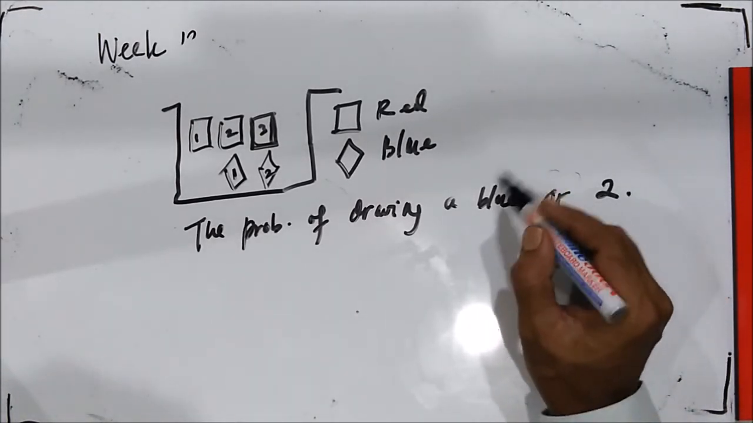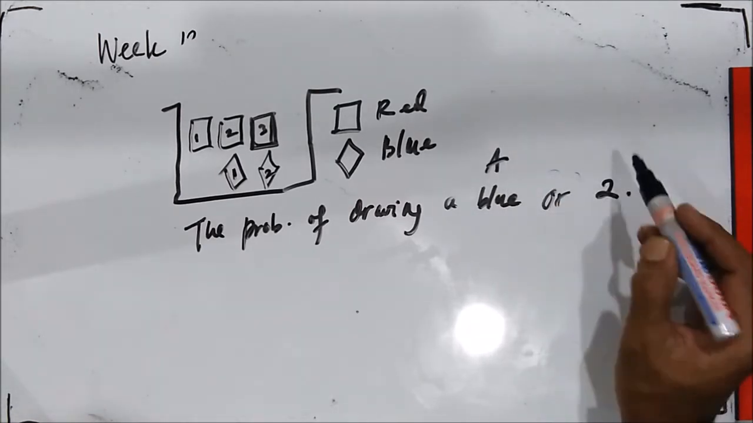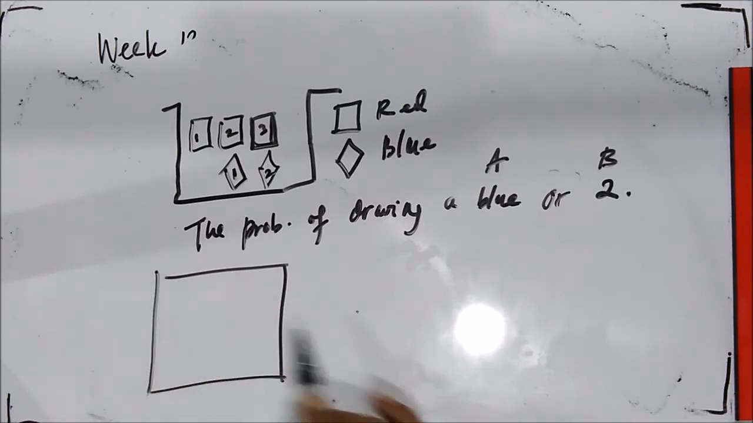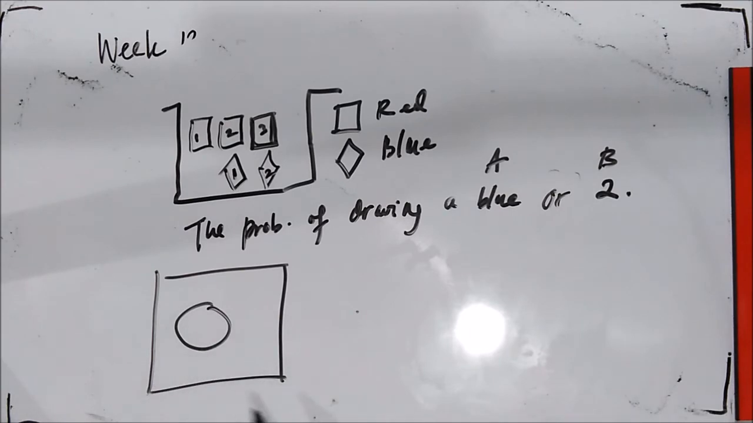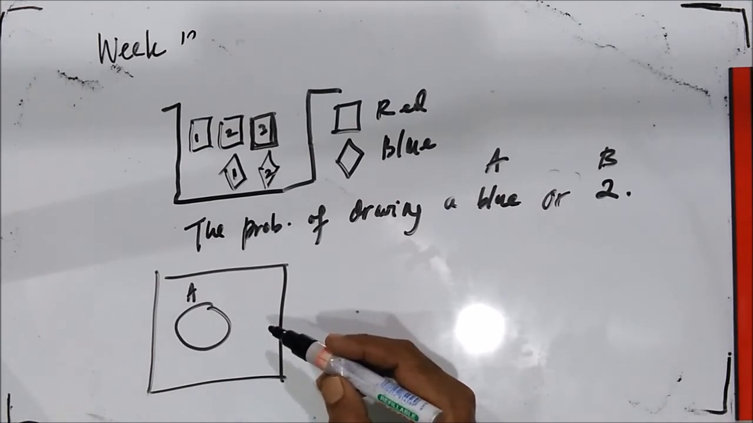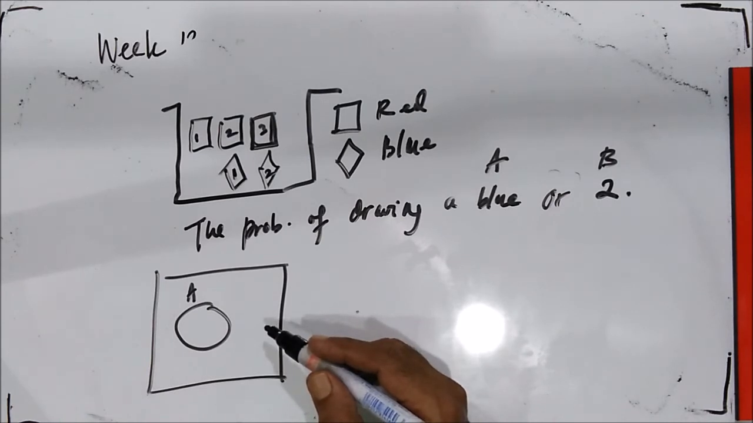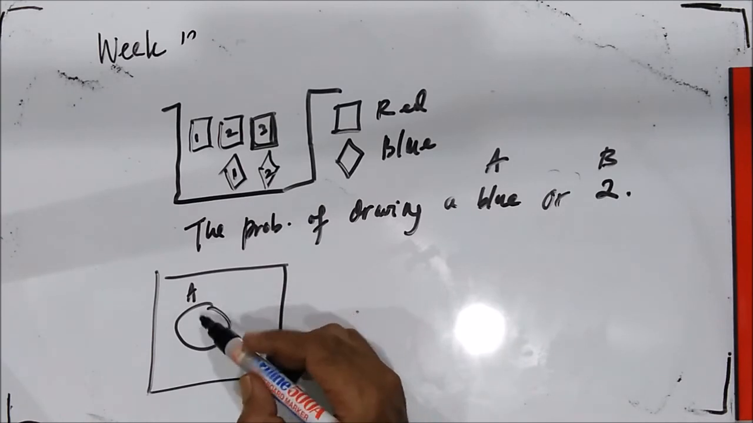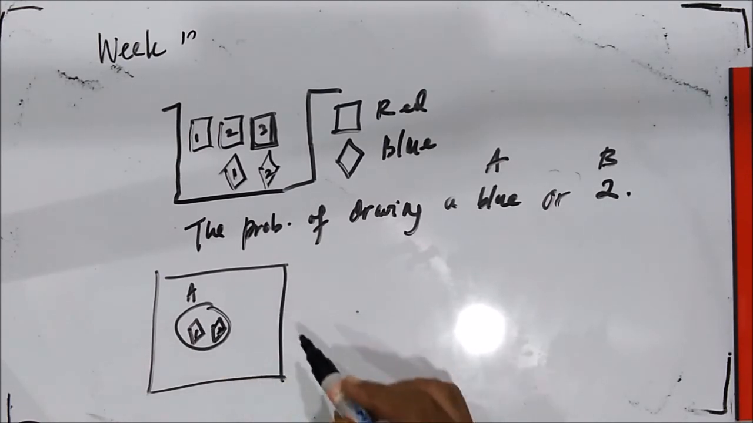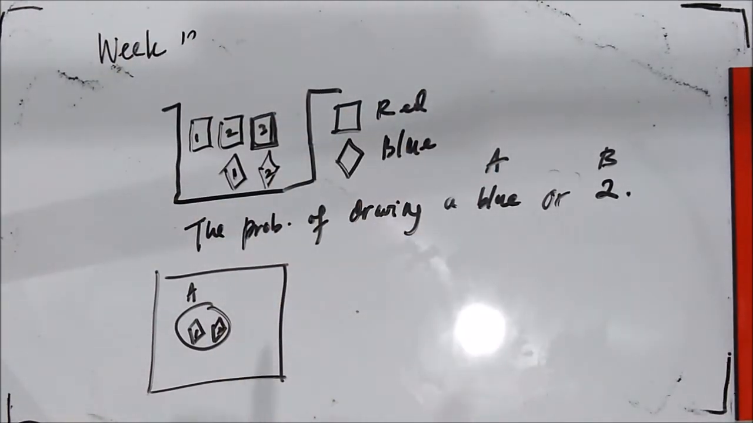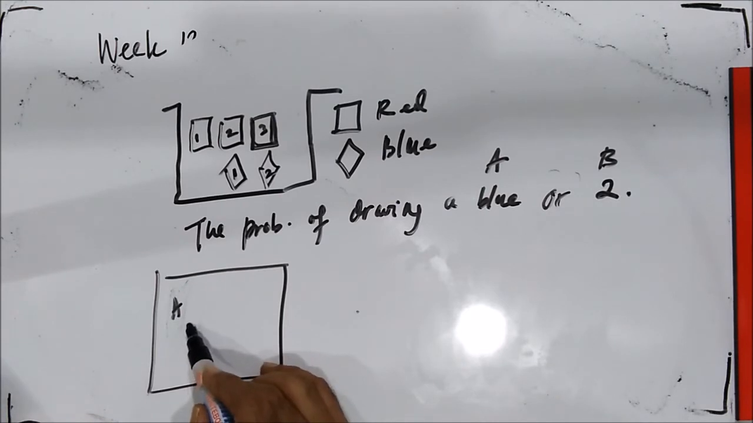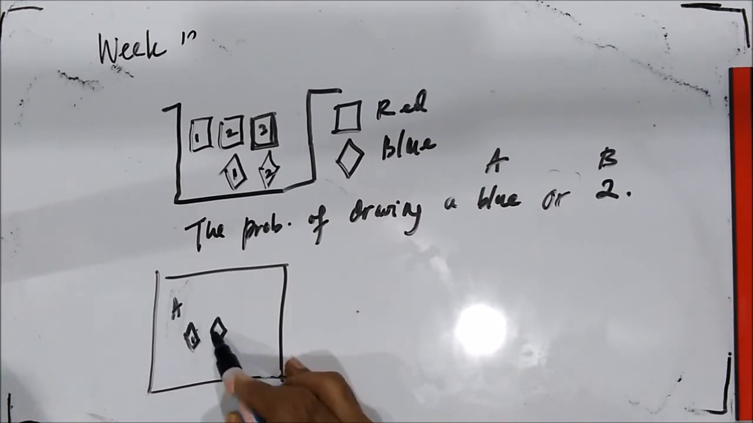So blue here is referred to, let's say, as event A, and 2 is B. If you draw a Venn diagram here, A is blue and B is number 2. Blue includes number 1 and number 2.